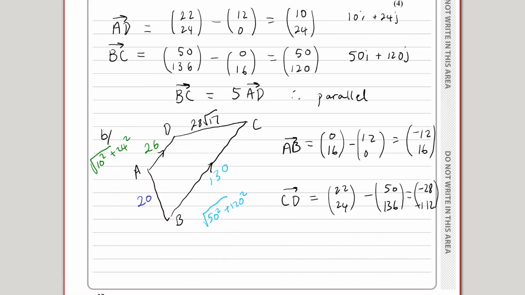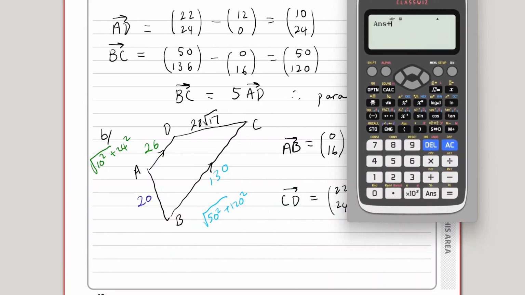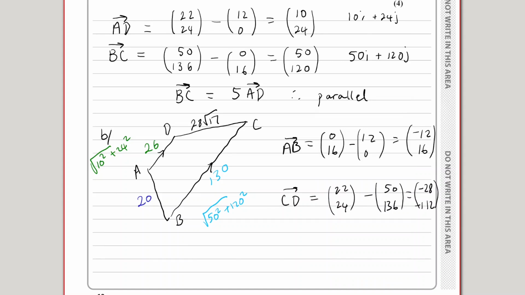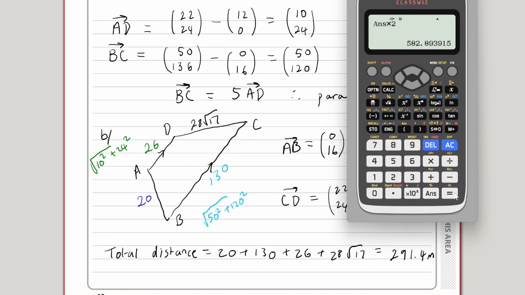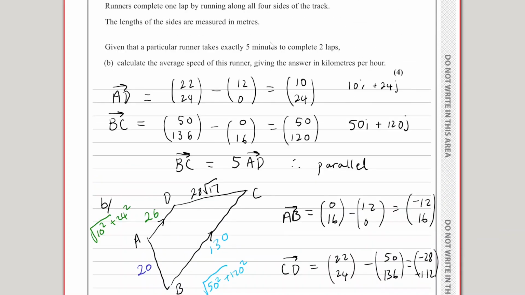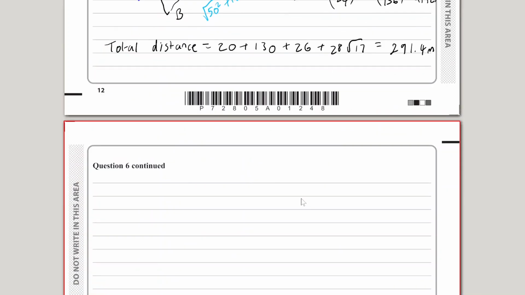So let's work out the total distance. So add on 130 and 20 and 26, and 28 root 17, which is 291.4. So total distance is them all added up, 291.4. But we're going round the track twice. So double it. So 582.9. And we want speed. So it's distance divided by time.